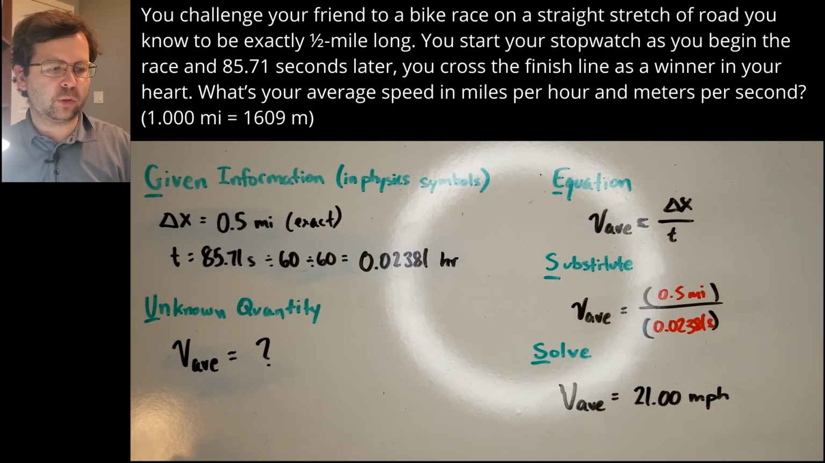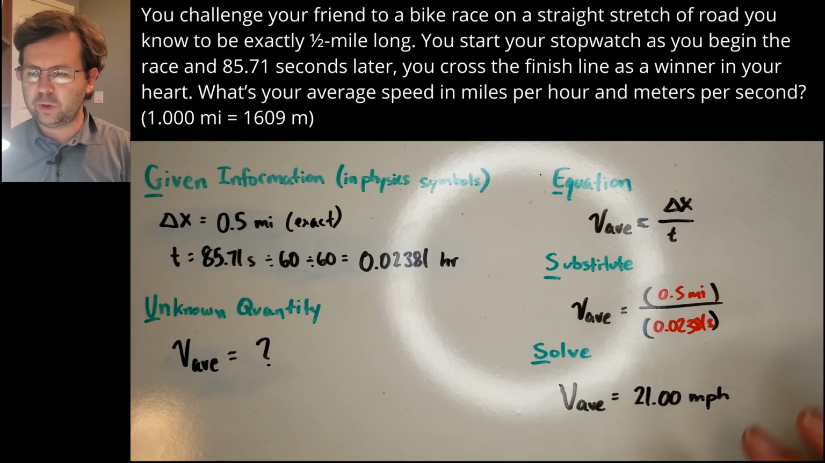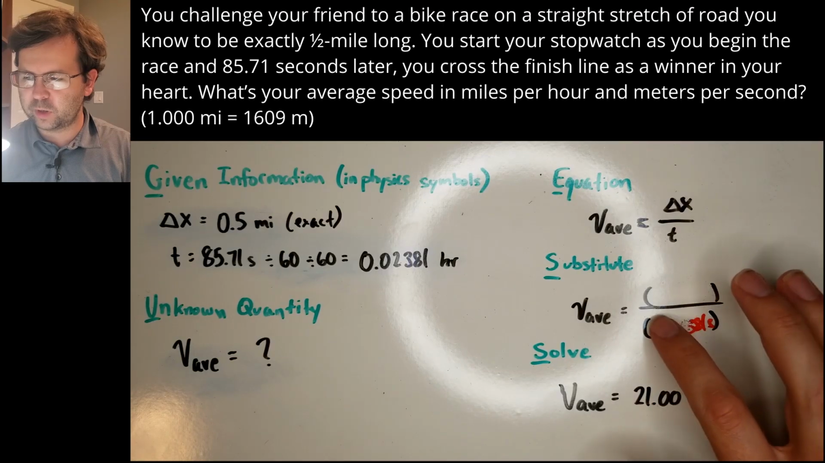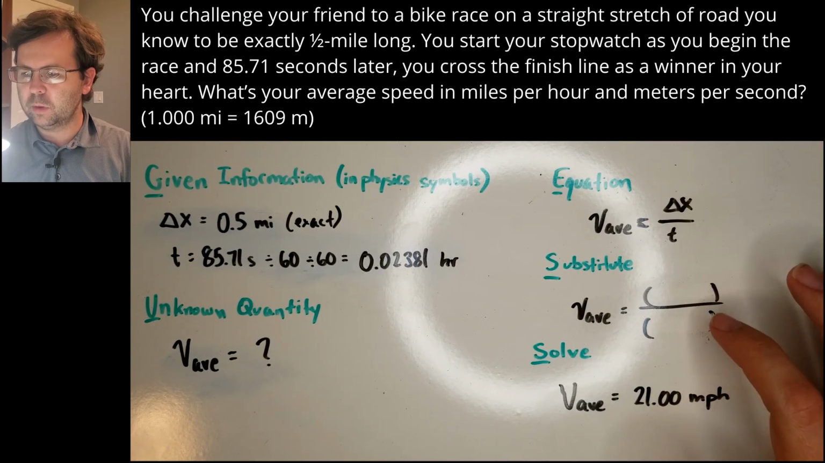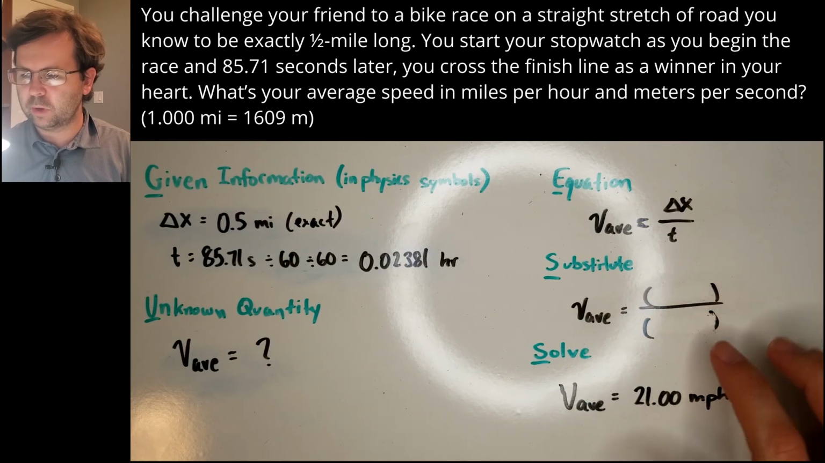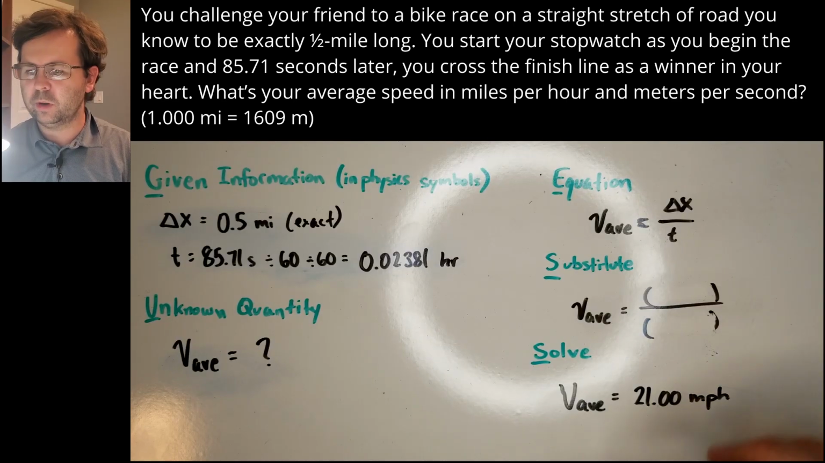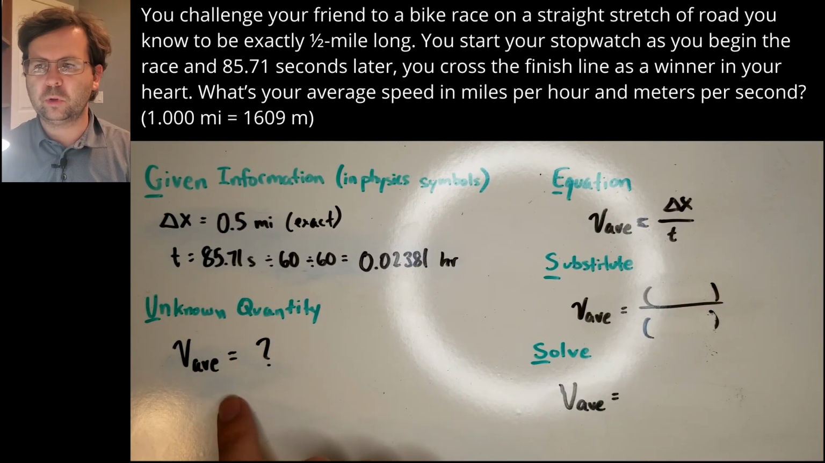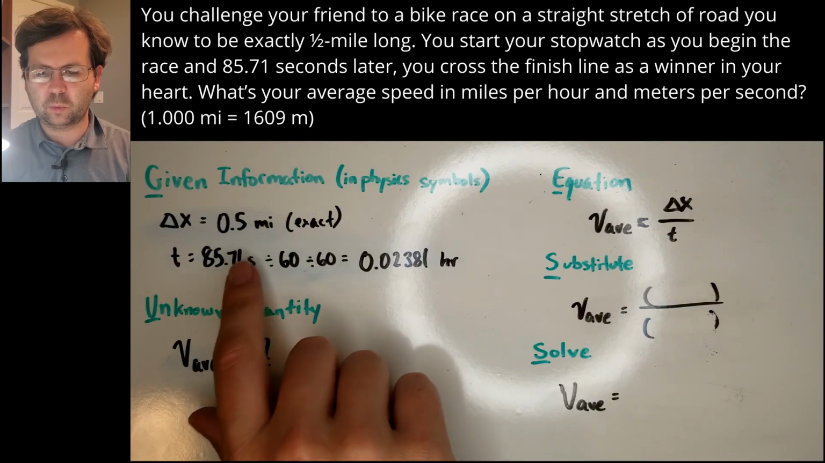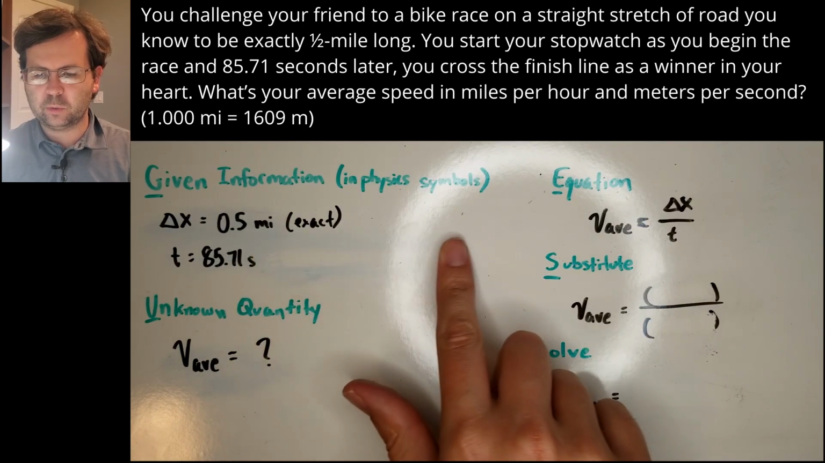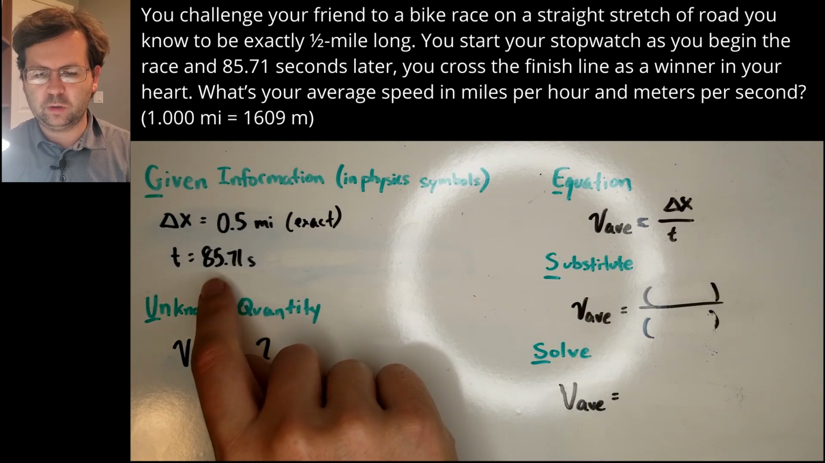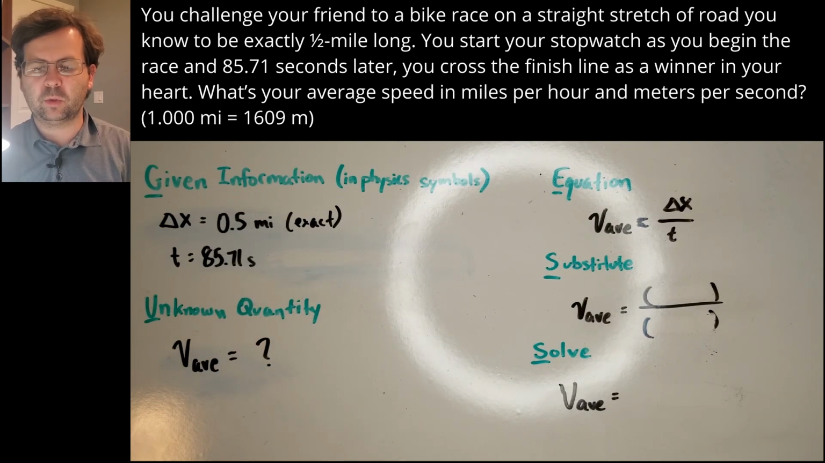However, the question also asks for the speed in meters per second. So I'm going to keep some of these things here because what we're going to be changing is, instead of having miles and hours, I wrote that wrong earlier, that should have been hours there, we're going to have meters and seconds here. So we're going to get a different value. We're still looking for the same desired quantity, but now we don't need the hours part anymore. Instead, we have this 85.71 seconds.